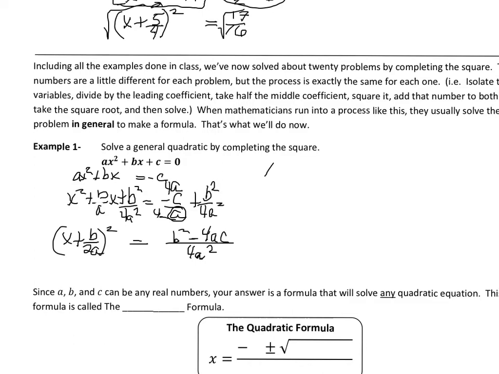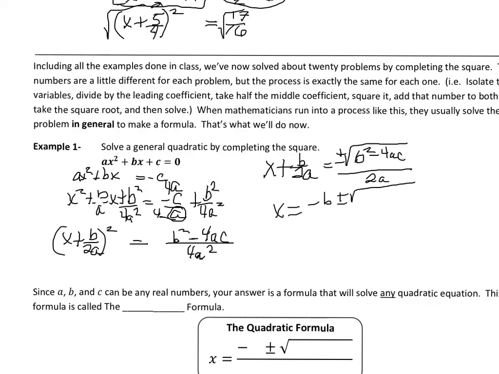So we get x plus b over 2a equals plus or minus the square root of b squared minus 4ac. Now what's the square root of 4a squared? 2a. Good. And now we subtract b over 2a from both sides. So we get x equals negative b plus or minus the square root of b squared minus 4ac all over 2a.